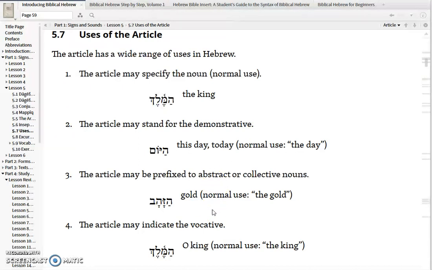Sometimes you use the article when you're trying to emphasize the abstract nature of something. So we would do that by making it indefinite, but no article. Gold, but they don't talk about gold. They will talk about the gold, hazahav. And so it's the gold, not simply gold.